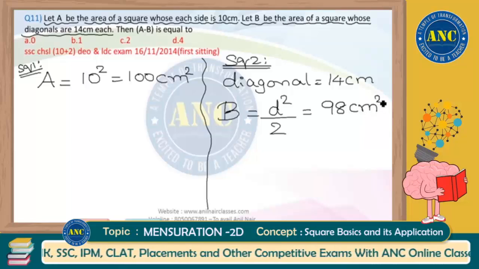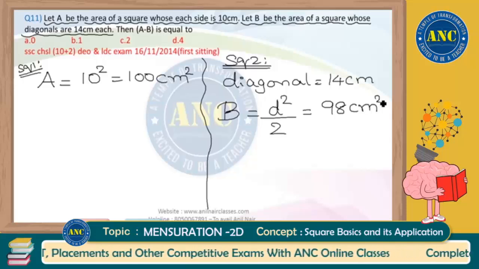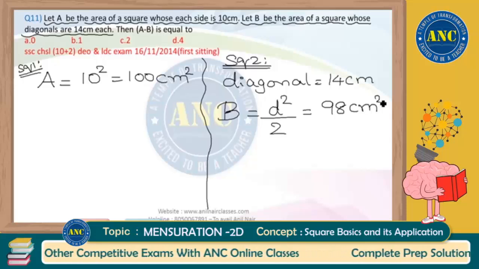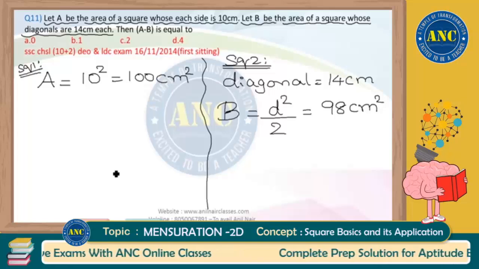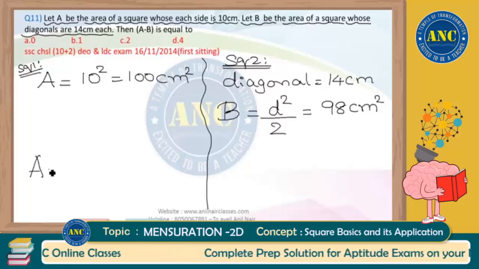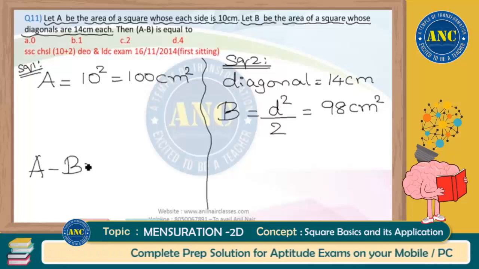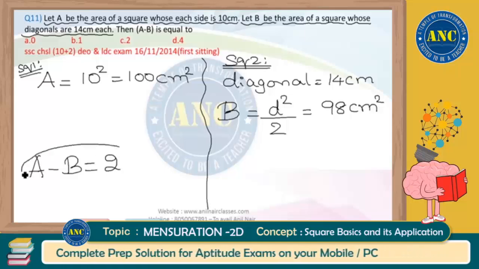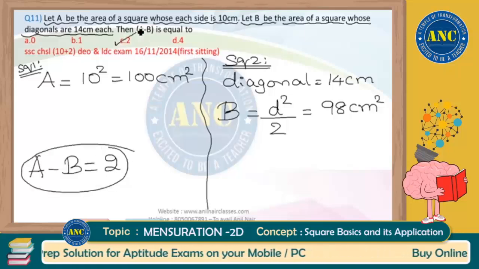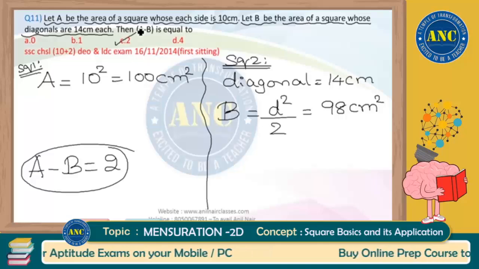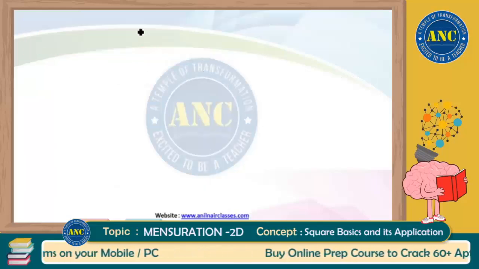That means first square is having an area of 100 centimeter square. Second square is having an area of 98 centimeter square. Question is A minus B. A is 100, B is 98. 100 minus 98 is 2, which is option C. Questions will be easy, sir.